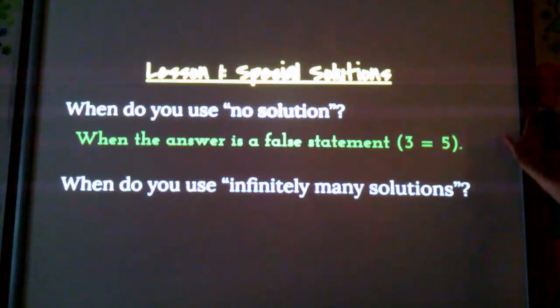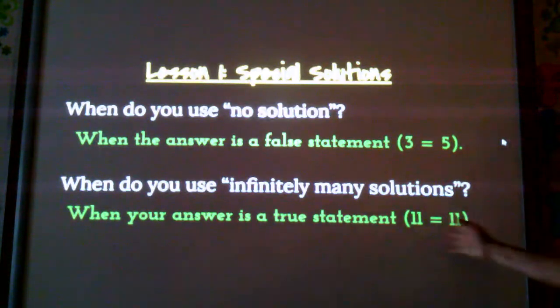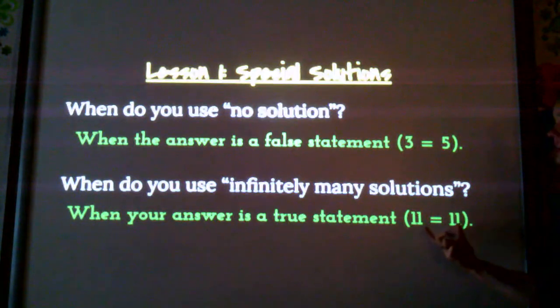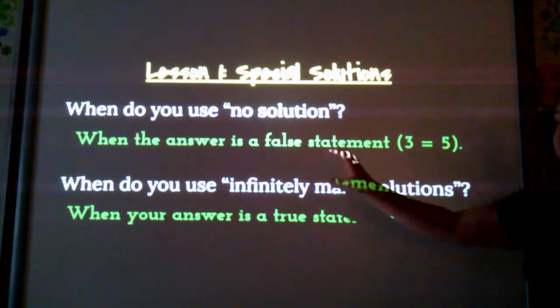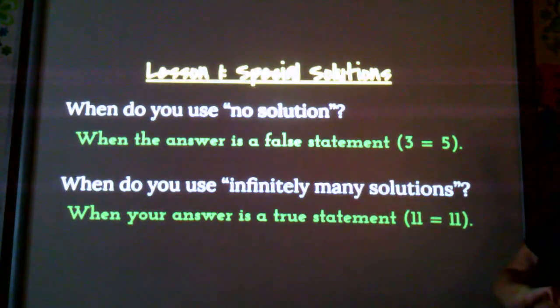When do you use infinitely many solutions? When the answer is a true statement. 11 equals 11. 500 equals 500. Something that they're the same on both sides. So again, you need this piece and you need infinitely many solutions. Now that's kind of long. I'm going to show you how you can abbreviate it.